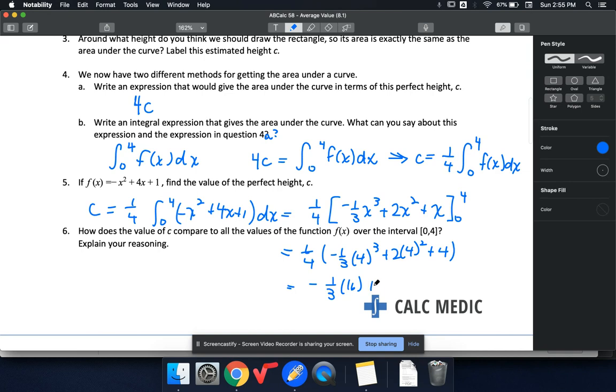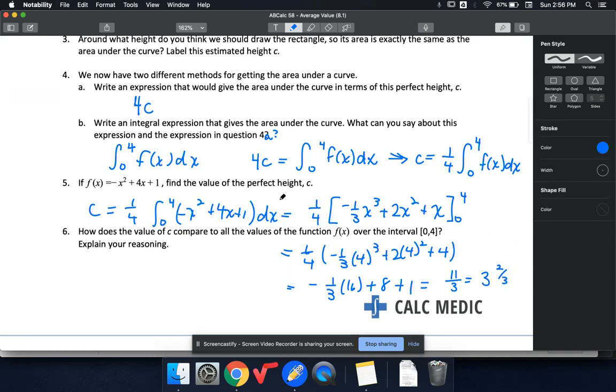The 4 is going to cancel, which gives me 8. The 4 is going to cancel, which gives me 1. So then I've got 9 minus 16 over 3. That's 27 minus 16, which is 11 thirds. So there's my c value. This works out to be 3 2/3.